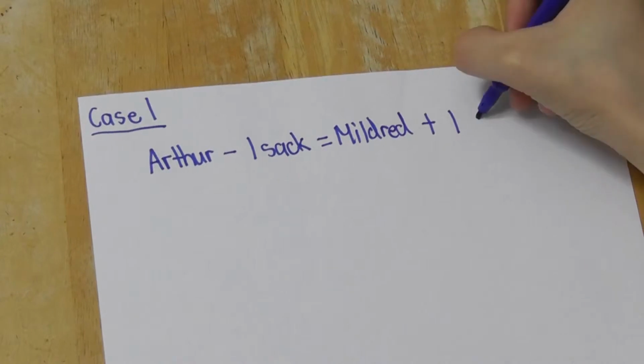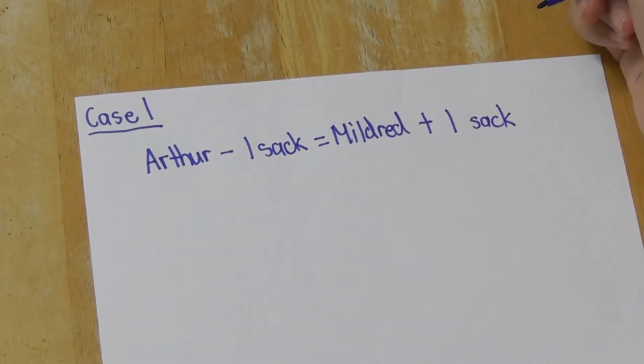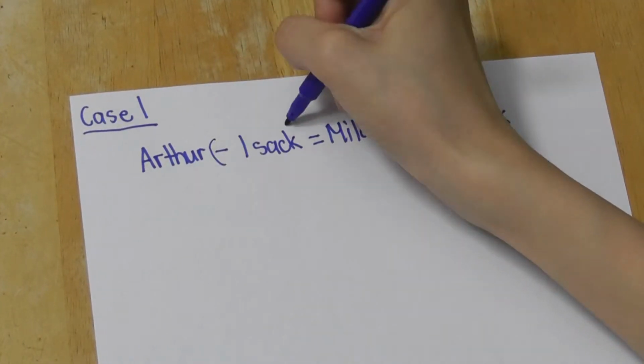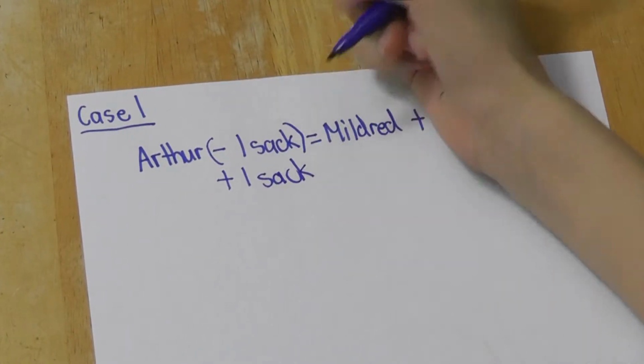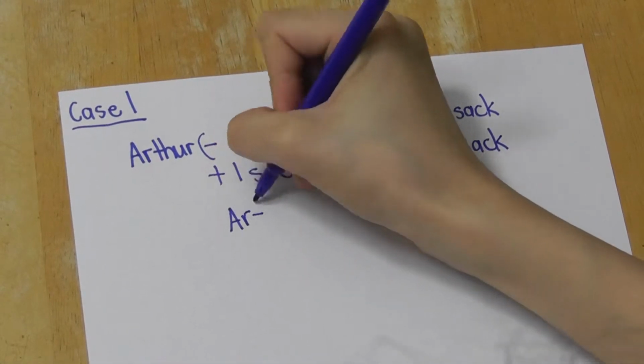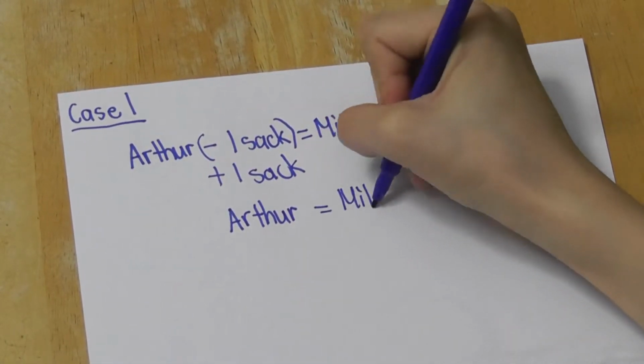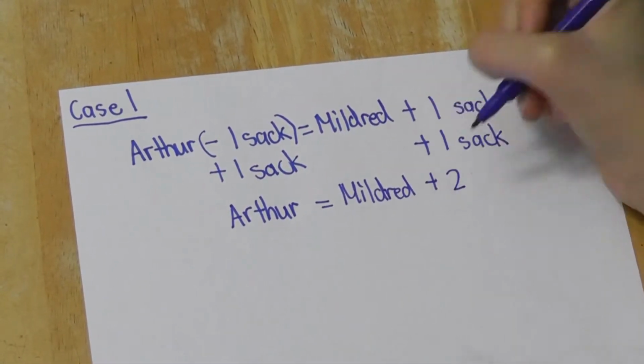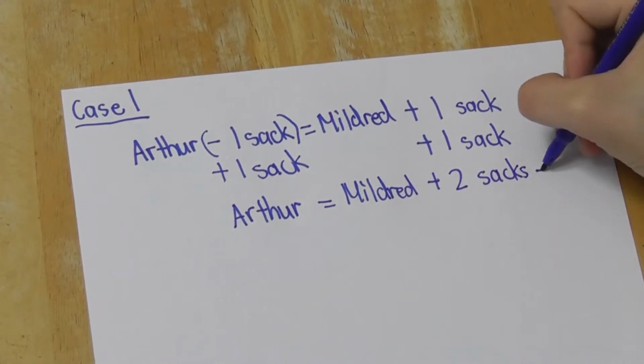In order to simplify this equation, we can take away the 1 sack from the left-hand side by adding another 1 sack on the left-hand side and adding another 1 sack on the right-hand side. And that would mean Arthur equals Mildred plus 2 sacks. And this is equation 1.